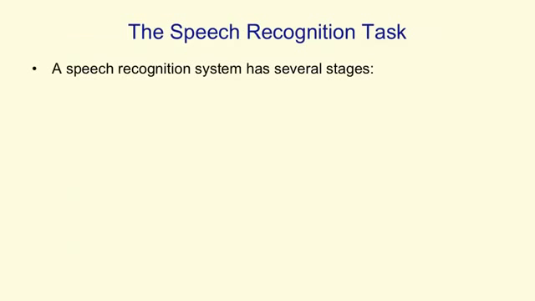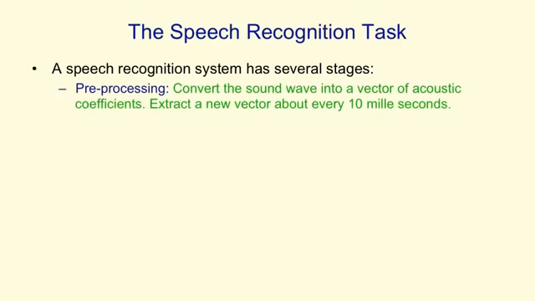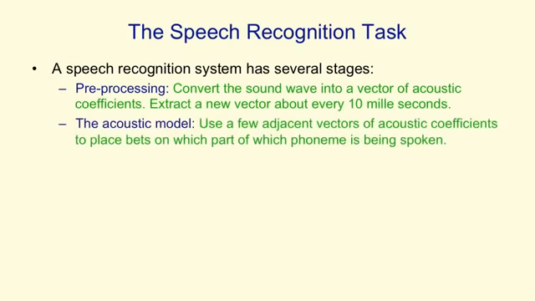Another task that neural nets are now very good at is speech recognition, or at least part of a speech recognition system. So speech recognition systems have several stages. First, they pre-process the sound wave to get a vector of acoustic coefficients for each 10 milliseconds of sound wave. And so they get 100 of those vectors per second. They then take a few adjacent vectors of acoustic coefficients, and they need to place bets on which part of which phoneme is being spoken. So they look at this little window, and they say in the middle of this window, what do I think the phoneme is and which part of the phoneme is it?